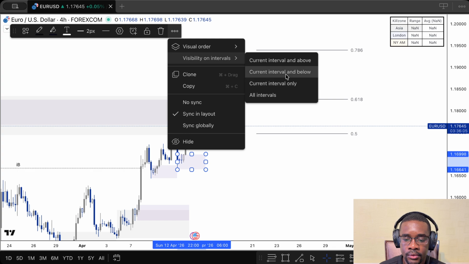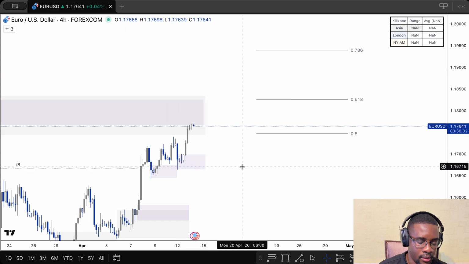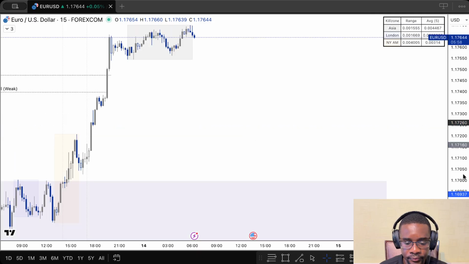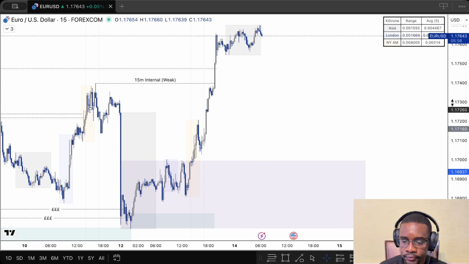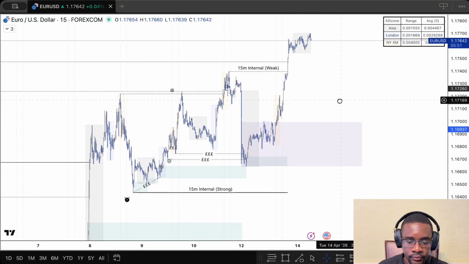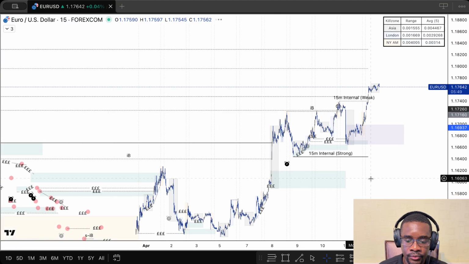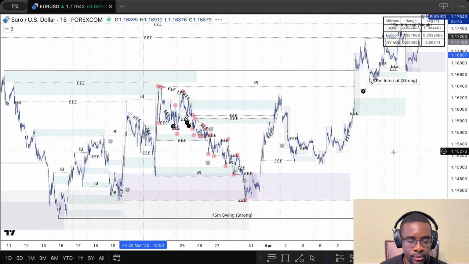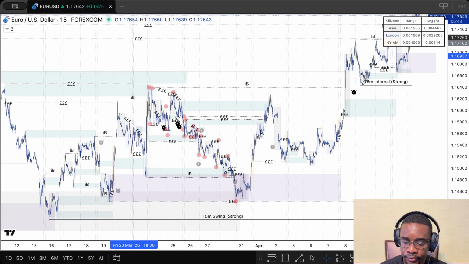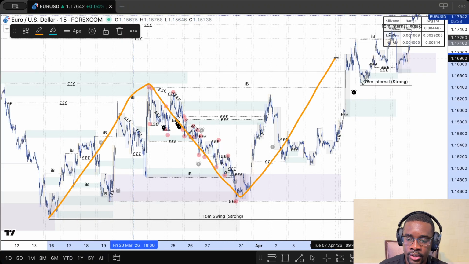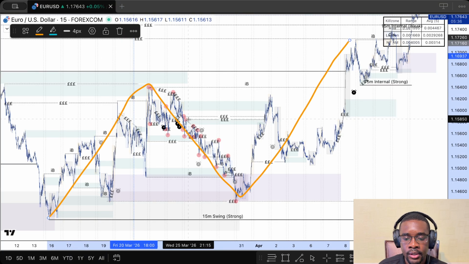So I'm just gonna go below. Okay, and then let's look at the 15-minute. Alright, so on the 15-minute, this is what we have. We had a swing break of structure. This has been a large swing, and then price finally broke out of that.